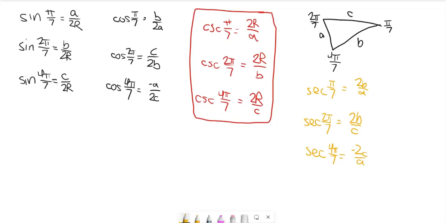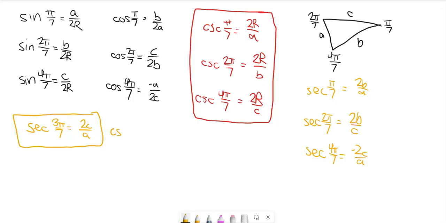A couple of other ones I have not established: the secant of 3 pi over 7 is going to be positive 2c over a. I'm not going to go in depth on why that is. Just remember, because the cosine of pi minus an angle equals the negative cosine of the original angle, the same is true for secant. So that's why the secant here is positive.